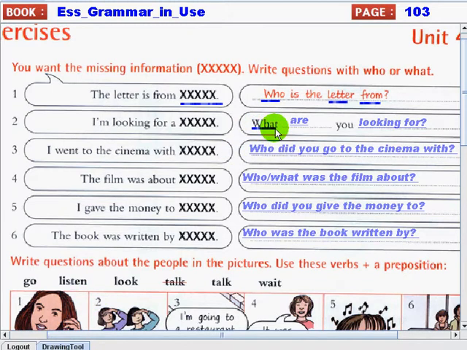So your question will go like this. What are you looking for? If you notice, I just put for at the back of our sentence or at the end of our sentence, right? Next, number 3. Situation is, I went to the cinema with blank. You should ask, who did you go to the cinema with?